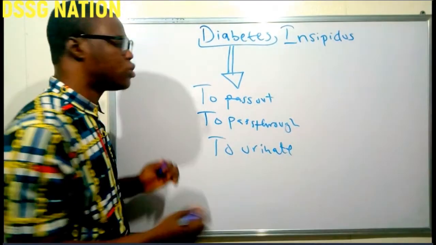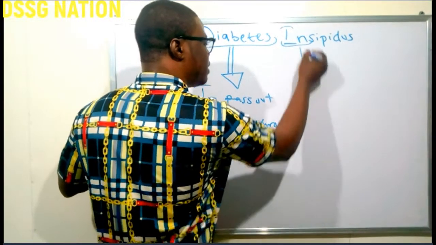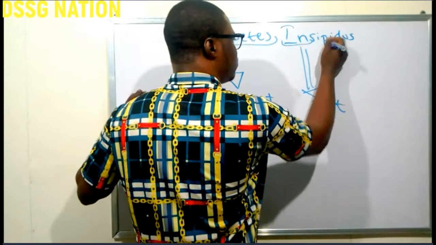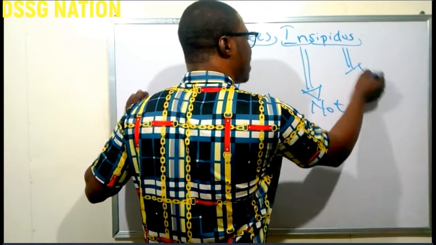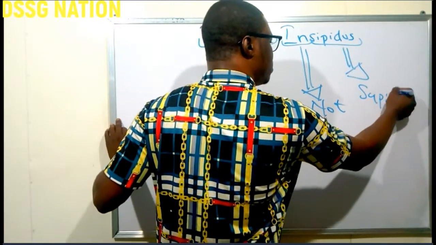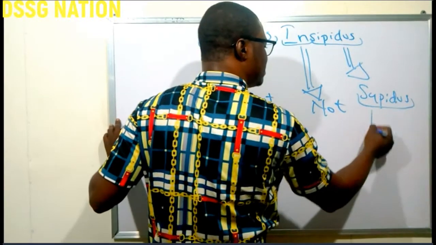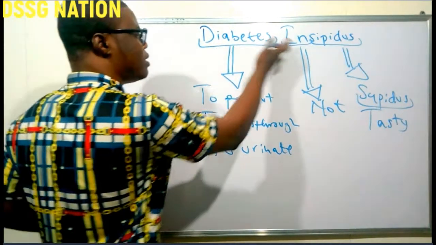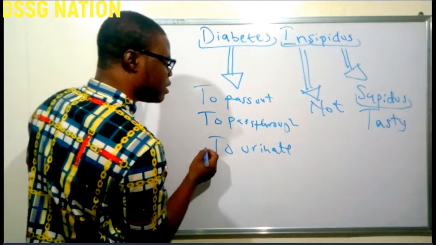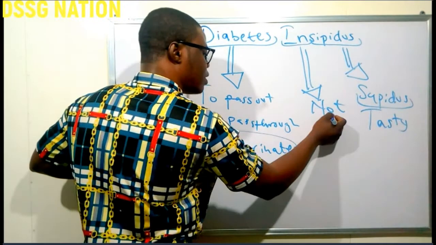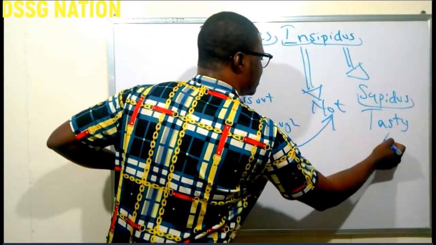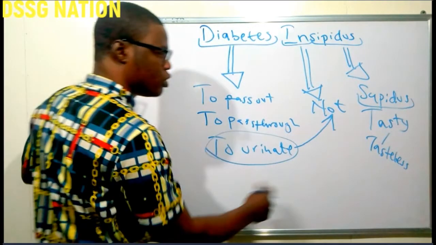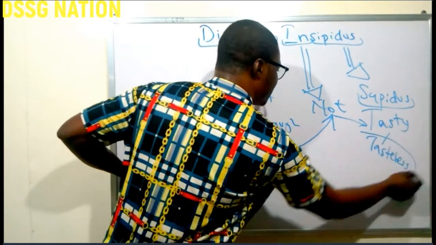So the word in is a Latin word meaning no, or not. And the word sipidus is from sapidus, and sapidus means tasty. So when you say diabetes insipidus, it literally means to urinate a tasteless urine. Not tasty is the same thing as tasteless.